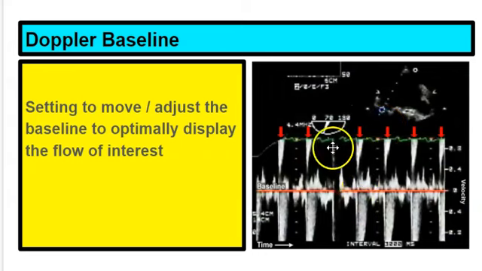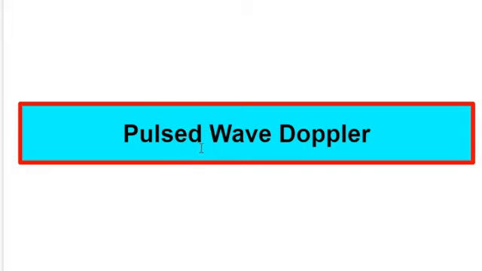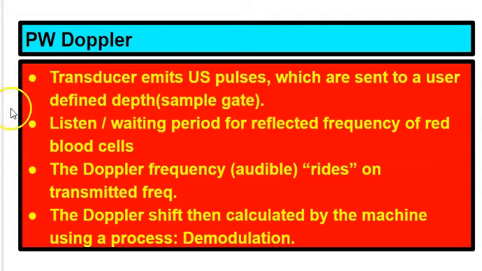For this Doppler baseline, in order to get rid of this aliasing, we take this baseline and move it up. And that would bring in the true velocity signal down here, the peak velocity, and get rid of this aliasing signal up here. Aliasing only happens with pulse wave Doppler, and that's what we're talking about right now.